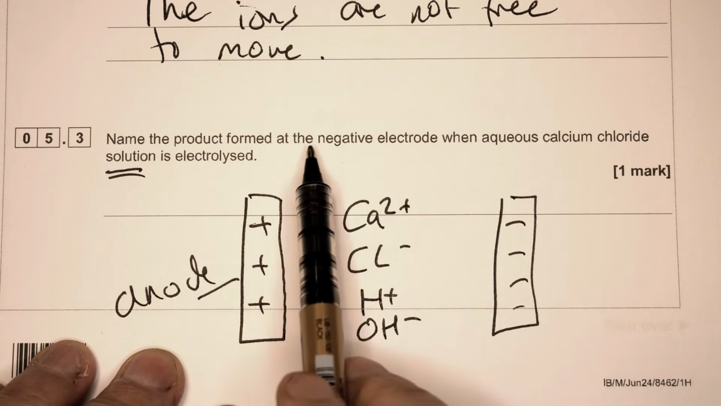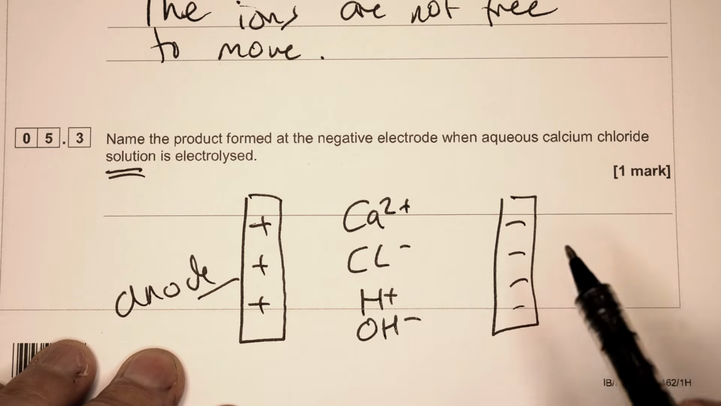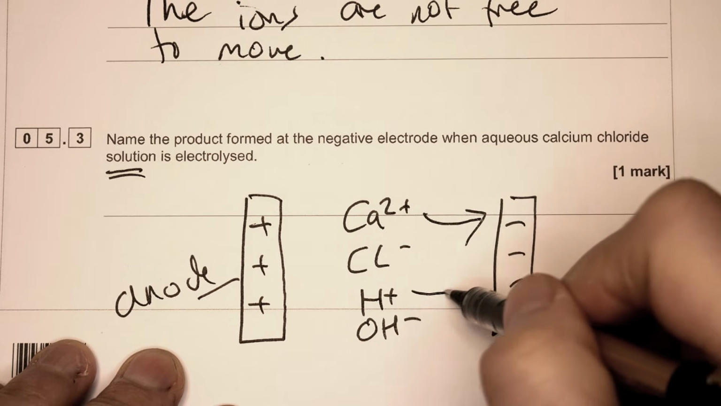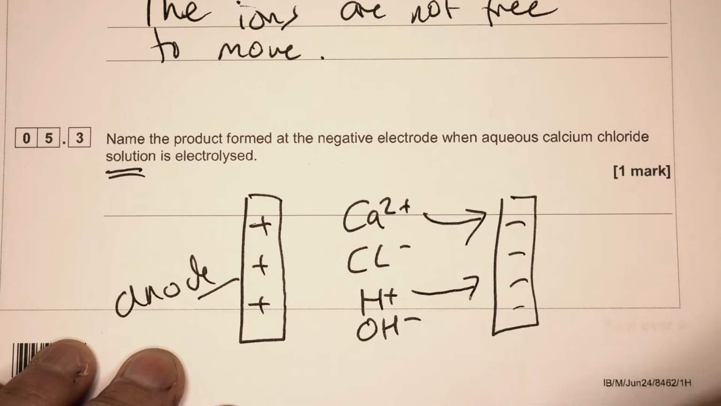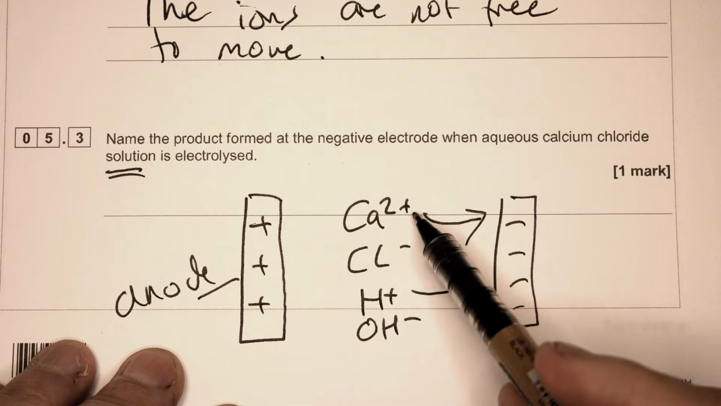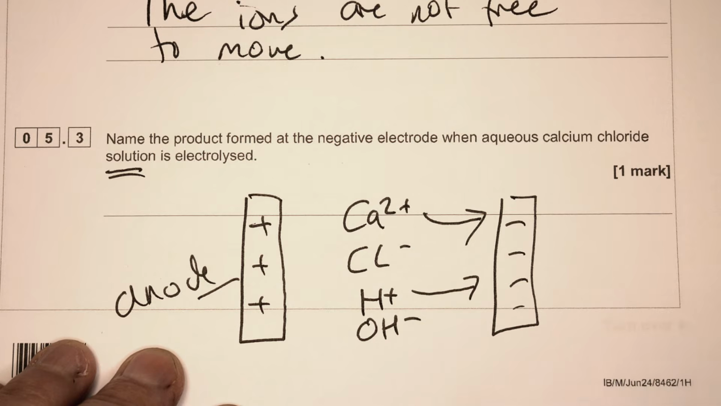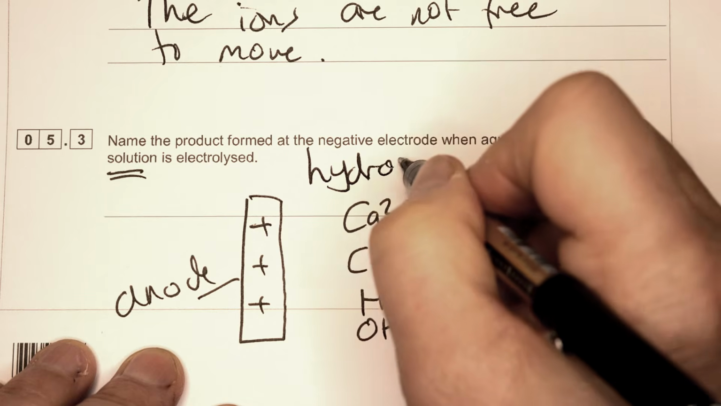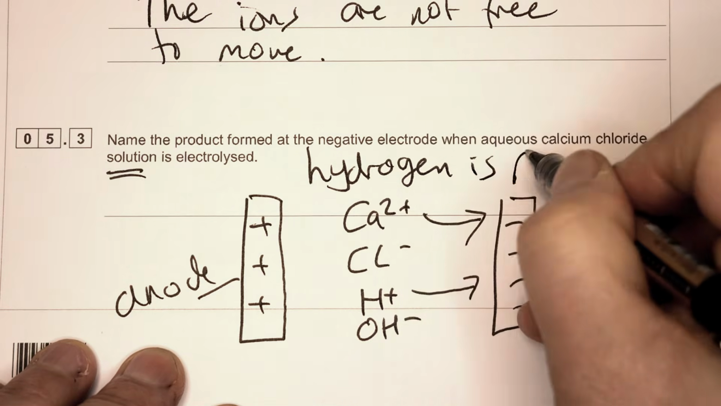And the question's asking at the negative electrode. So the negative electrode is going to attract the positive ions, in this case calcium and hydrogen. And the rule for the negative electrode is the least reactive one will be discharged and produce something. So out of calcium and hydrogen, hydrogen is the least reactive one, so it's hydrogen that is produced.